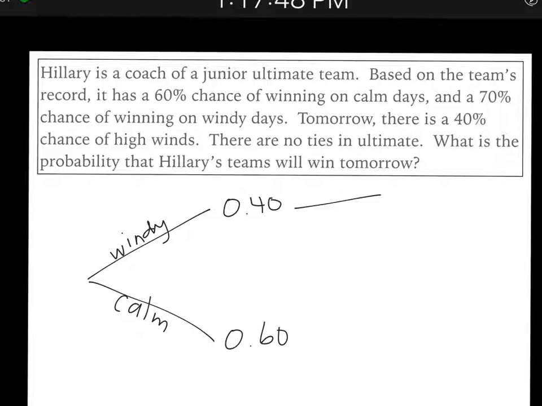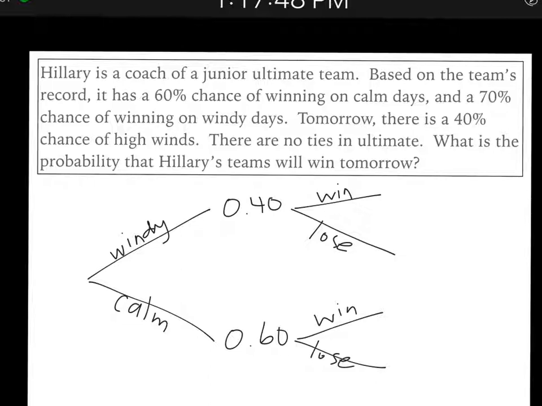Then the next branch is win, lose. And same thing over here, win, lose. What we get at the end, which I'm about to show you how to do, is the chance of it being windy and her winning, the chance of it being windy and her losing, the chance of it being calm and her winning, and the chance of it being calm and her losing. That's what this tree diagram is going to show us at the very end. What should all those percentages add up to? 100, because those are all the possibilities.